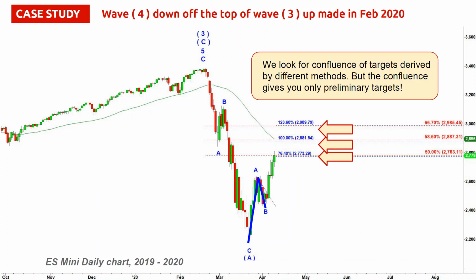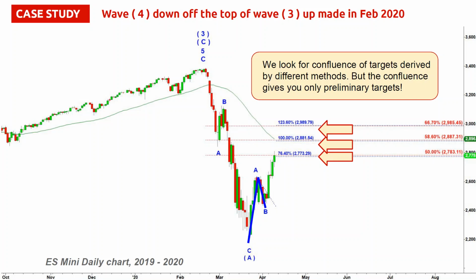Okay, we got those first levels to work with. Then what we do, we apply the projection tool, because in any ABC structure, subwave C relates to subwave A in a number of specific extensions, which I also explain in my introductory video course. We add 3 common ones, like 76.4, the bare minimum one. Normally, the final subwave C in any ABC gets longer than the first push down.